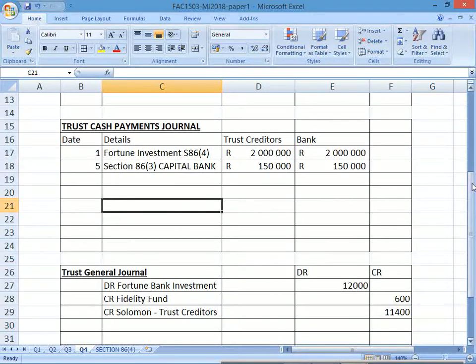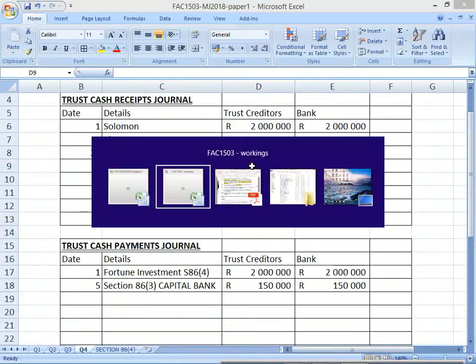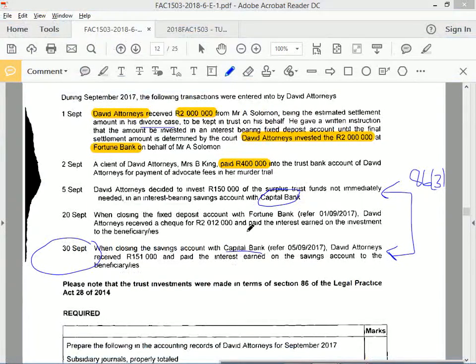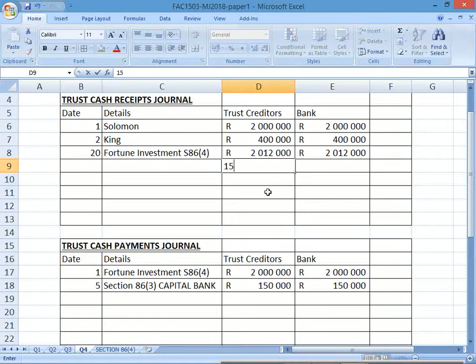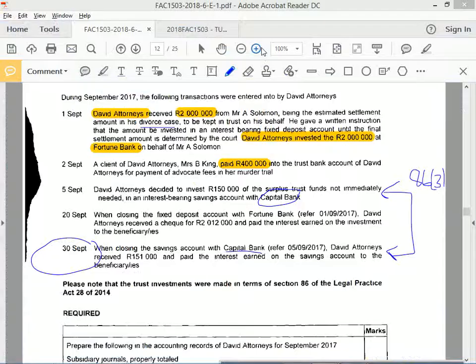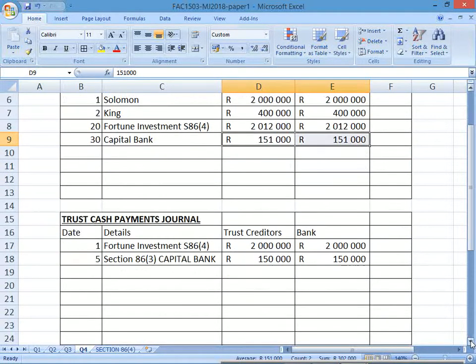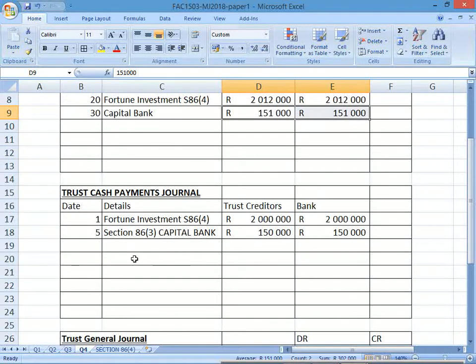Okay, so we need to record the receipt first. So we record the total. How much did we get? Let's go back and look at the question. 151,000. Okay, the 151 is coming from the Capital Bank. That took place on what date? On the 30th. Right, so now we just need to split out. We need to take out the 1,000, and the 1,000 goes straight to the Fidelity Fund.